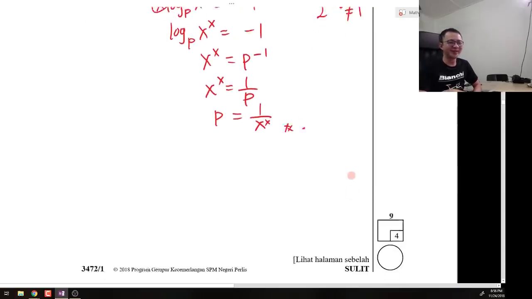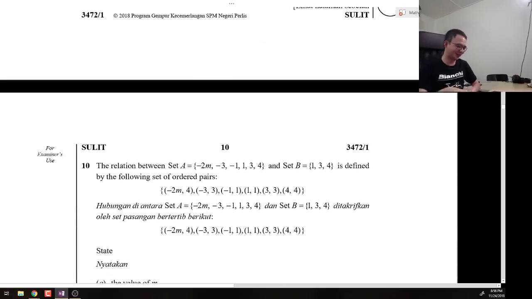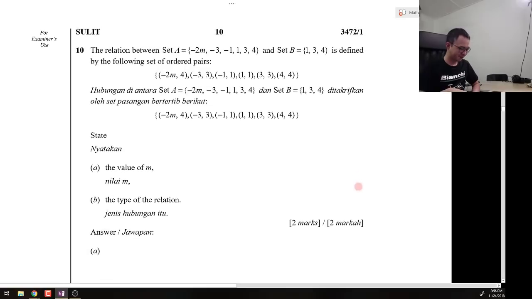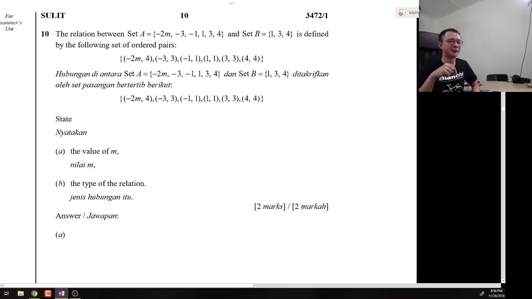I'm not going to explain about log rules. You make sure you do some revision on log. Log is very easy. Okay, so this question is 2 marks, so I'm not going to spend too much time on it. Of course, the first thing is you want to get m.